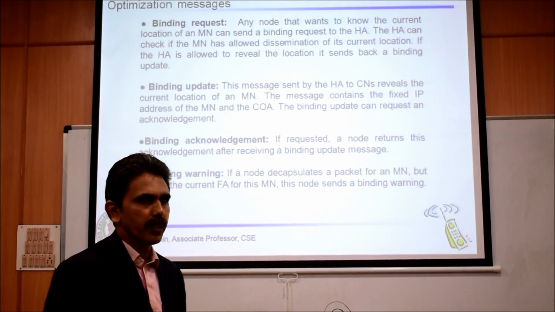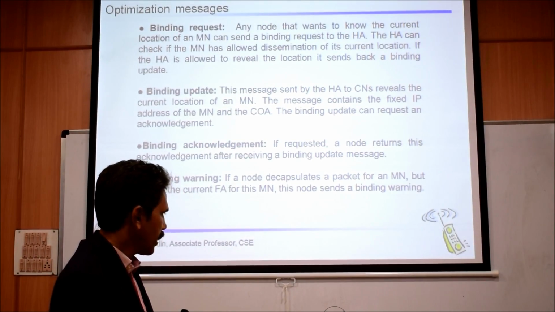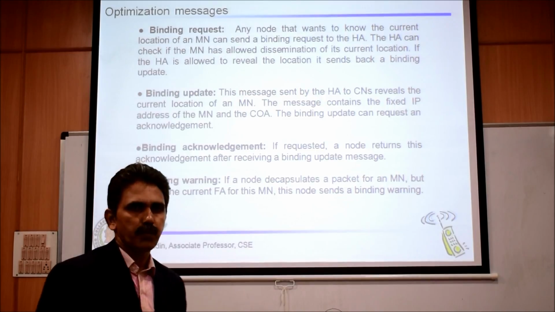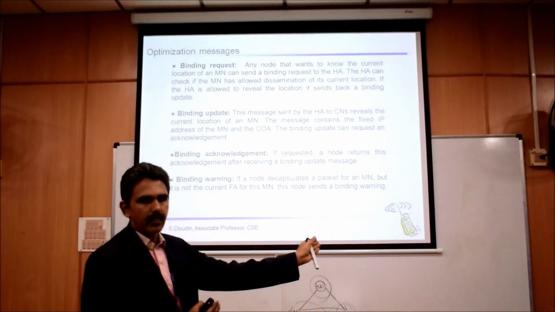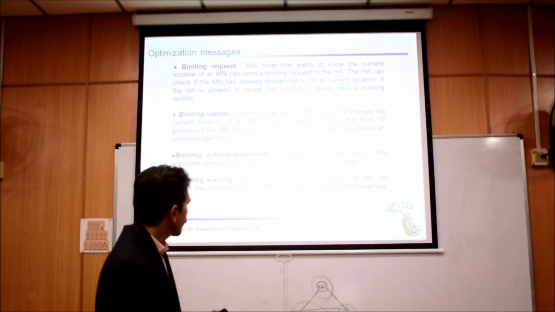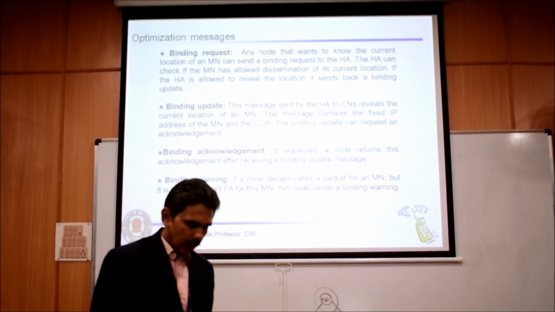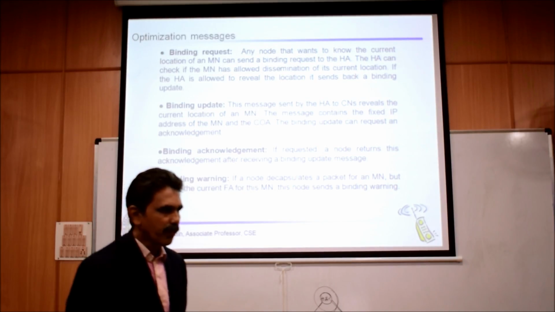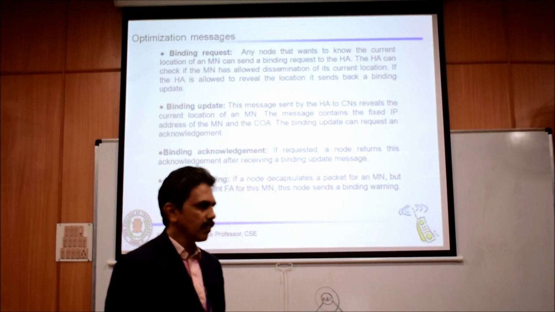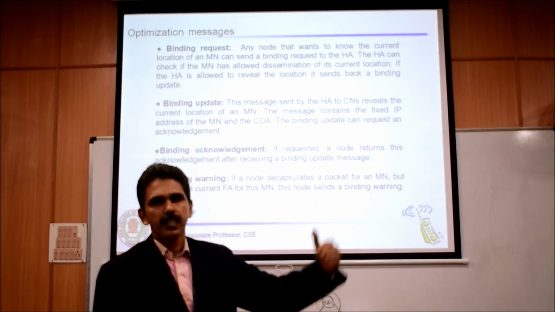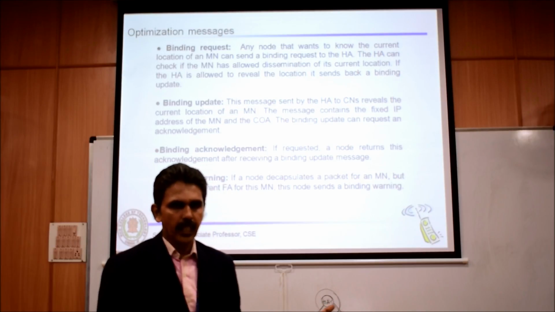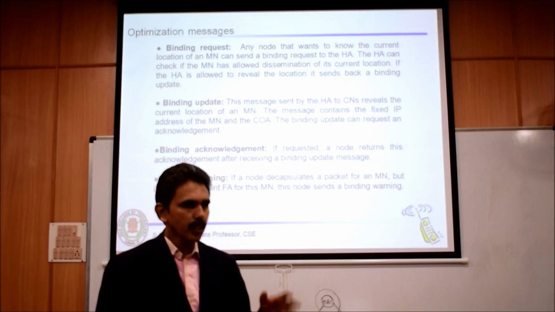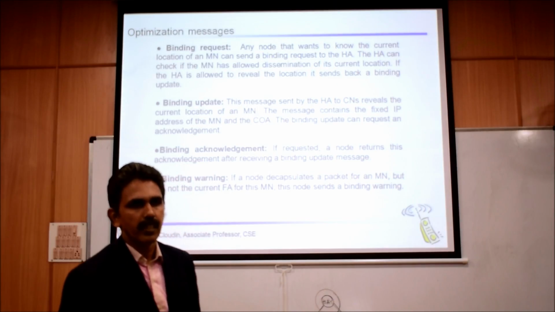Then the binding acknowledgement. Once the exact location of the mobile node is made known to the correspondent node, it has to be acknowledged back. Then what is binding warning? Suppose we are sending a message to a particular foreign agent, but before the data reaches the foreign agent, the mobile node has moved away from its network location. So that foreign agent has to send a reply back, the binding warning. That means the mobile node is not in that particular network.